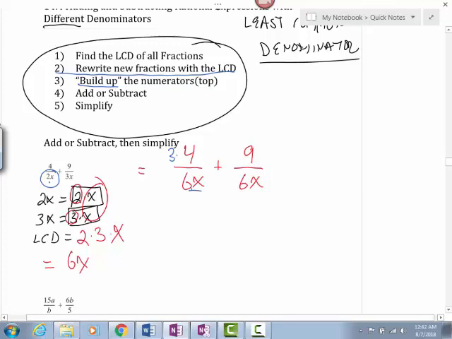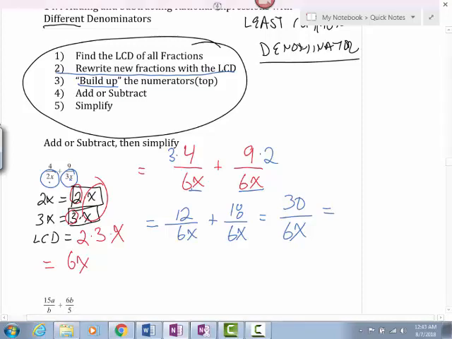Okay? And I'm going to do the same thing over here. I'm going to look and see here I have a 3x, and now I have a 6x. So what did I multiply 3x by to get a 6x? We had to multiply it by 2. So I need to multiply that number also by 2. Okay? So 3 times 4 is going to leave me with a 12 over 6x. 9 times 2 is going to leave me with an 18 over 6x. I'm going to go ahead and keep my denominators the same, because now I have a common denominator. We'll add the numbers on top. So 12 plus 18 should give me 30.